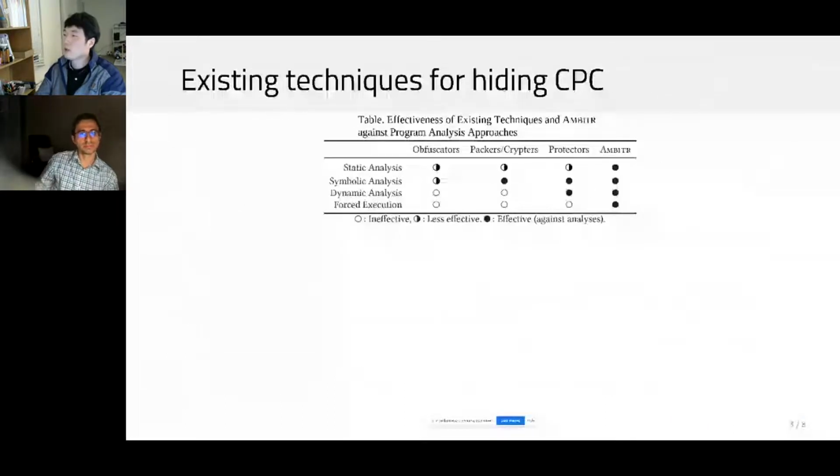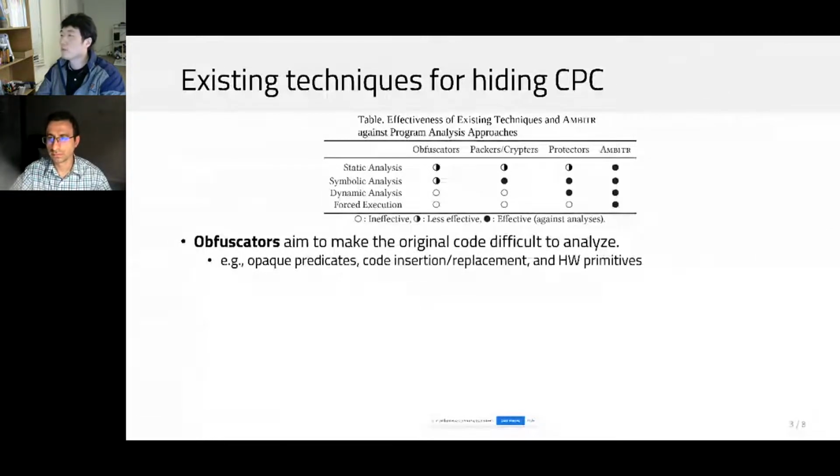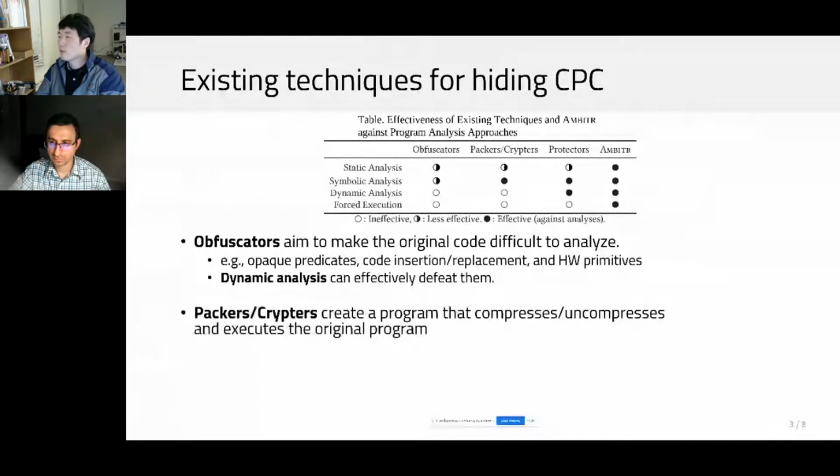For existing techniques for hiding critical program components, first, obfuscators aim to make the original code difficult to analyze, and dynamic analysis, including forced execution techniques, is highly effective in handling these techniques. Packers or cryptors create a program containing the compressed original program as data, and uncompress and execute the original program at runtime. Because a packer-generated program seamlessly unpacks and executes the original code at runtime, dynamic analysis can obtain the original program.